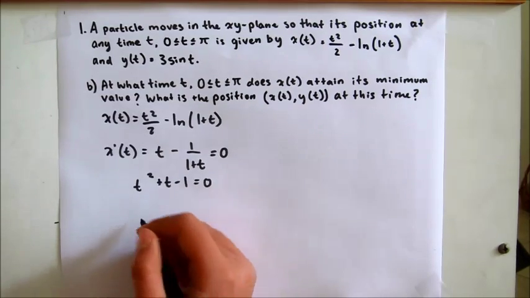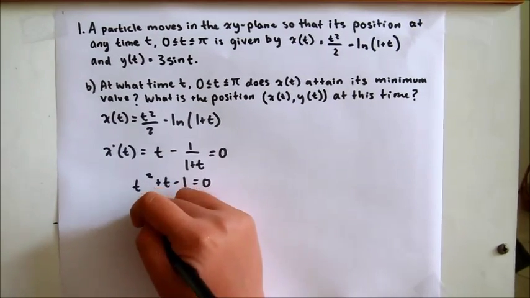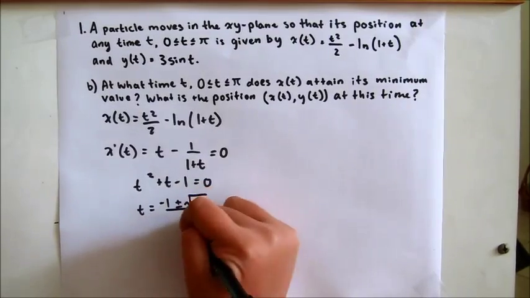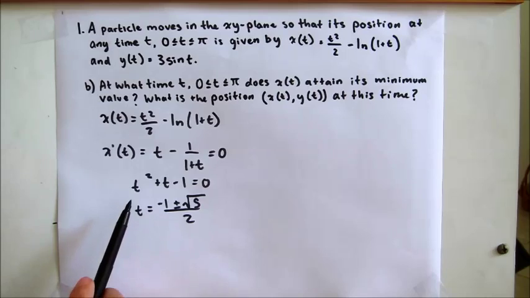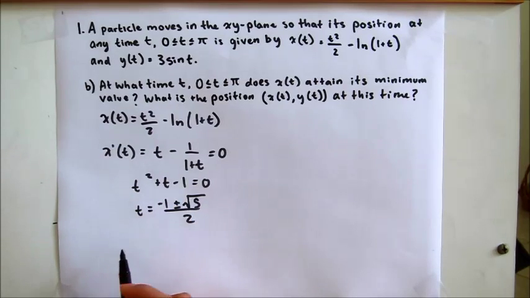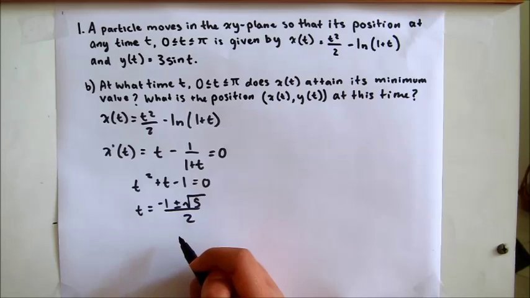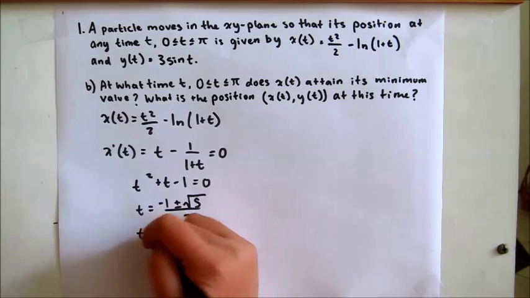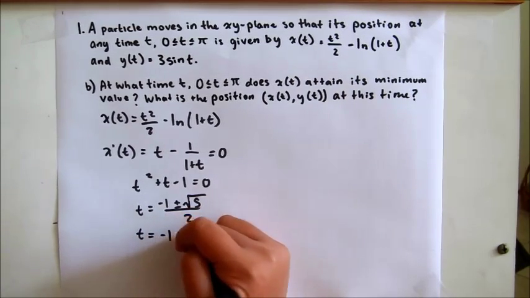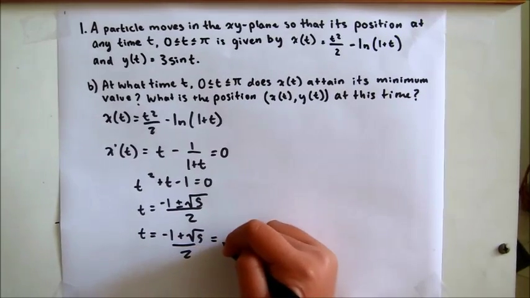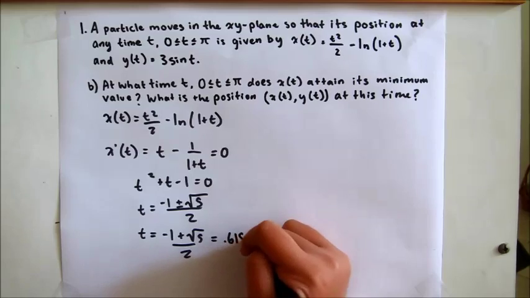So when we use the quadratic equation, we find that t equals negative 1 plus or minus the square root of 5 over 2. If we remember the bounds of t, it can only be between 0 and pi. So if you were to use the minus root 5, you would get a negative number, so we can't do that. We eliminate that option, and we get t equals negative 1 plus root 5 over 2. And then you solve for that, and that equals 0.618.